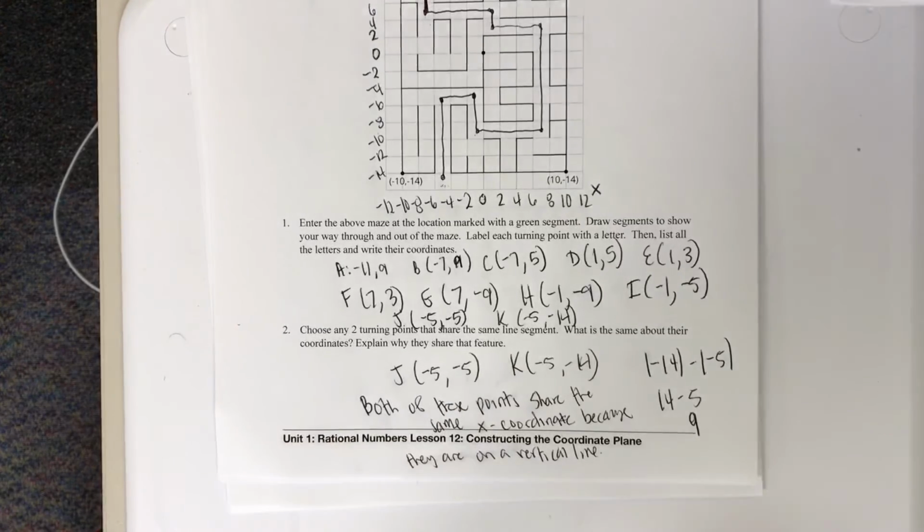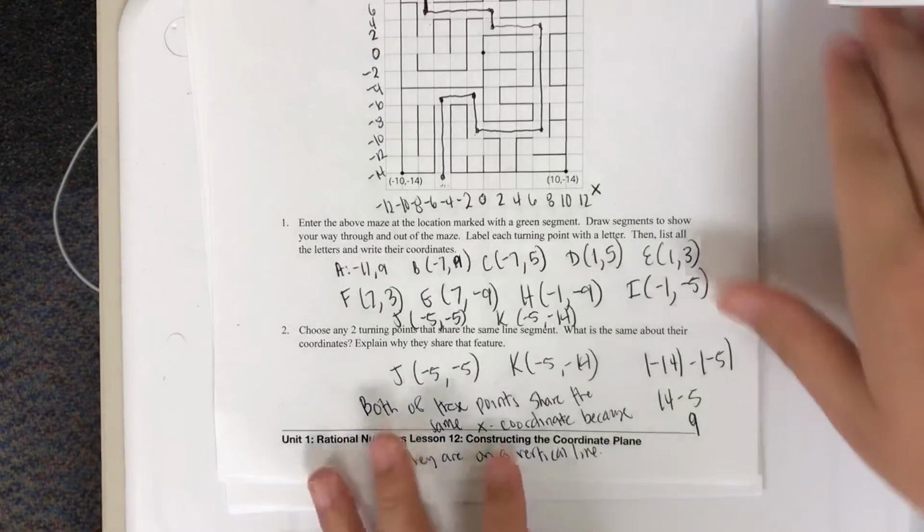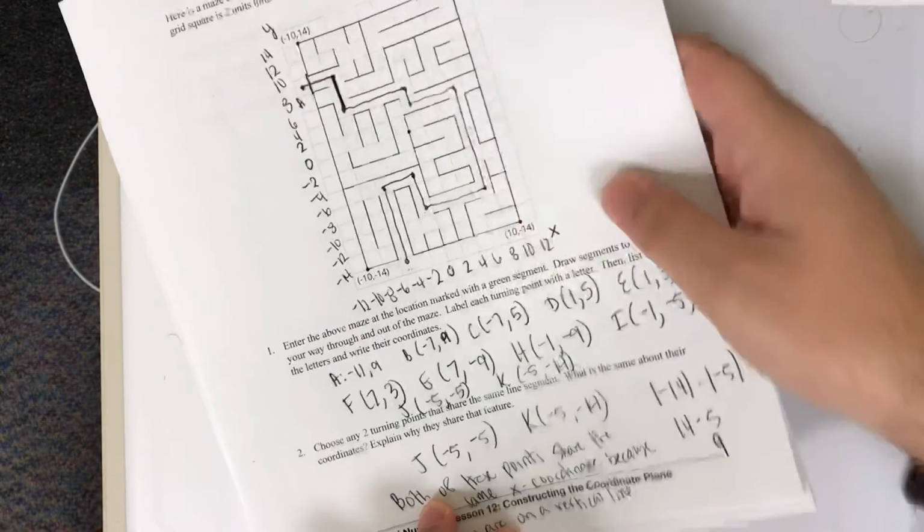Right, so this is the end sort of what we're getting at here. And I know that it took me quite some time to work through this, but the thing about this maze is that we really need to understand that points that share a coordinate are on the same line, whether that be vertical or horizontal. We just have to be able to determine if it's vertical or horizontal based off of the coordinate that they share.